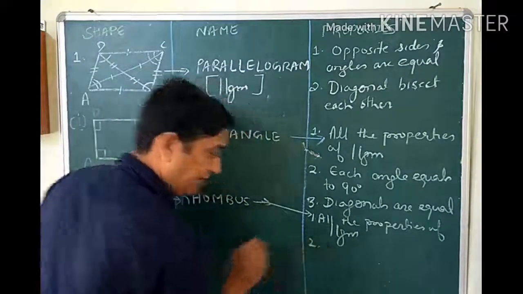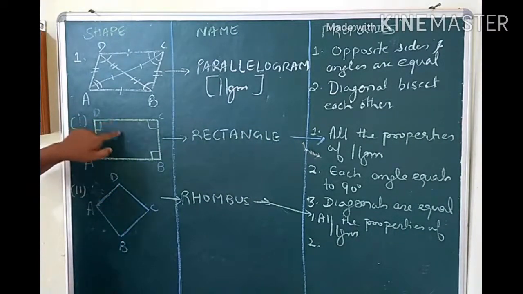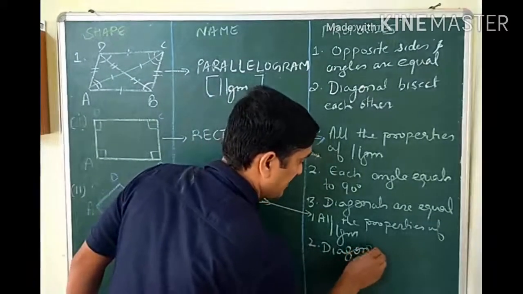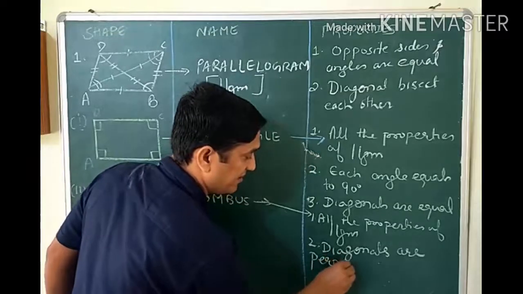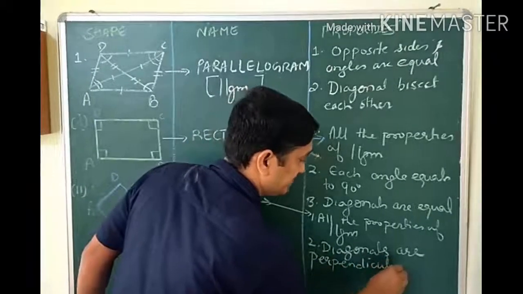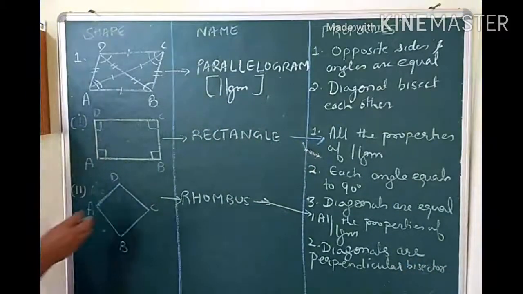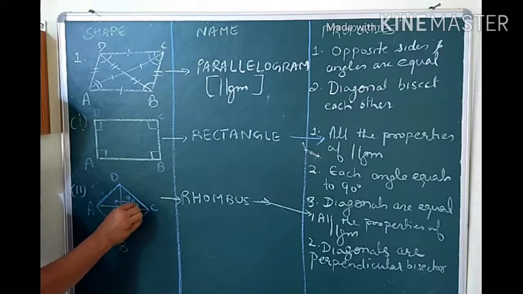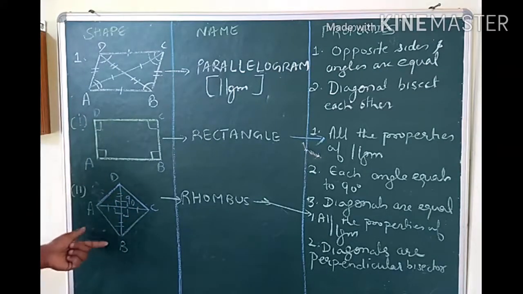And one more property that makes a rhombus different from a rectangle and a parallelogram is what? Diagonals are perpendicular bisectors. Children, perpendicular bisector means the diagonals of this rhombus bisect each other at 90 degrees. This portion is equal to this portion. This is the difference.